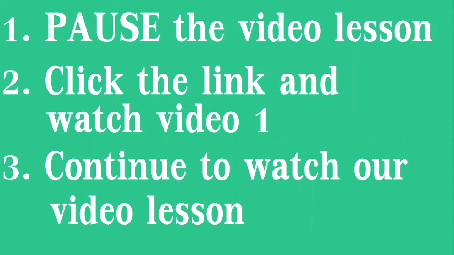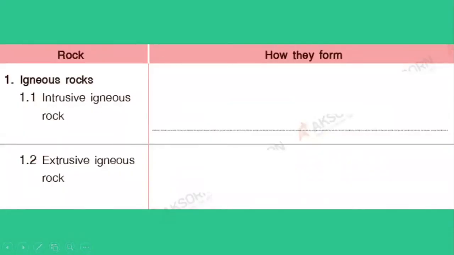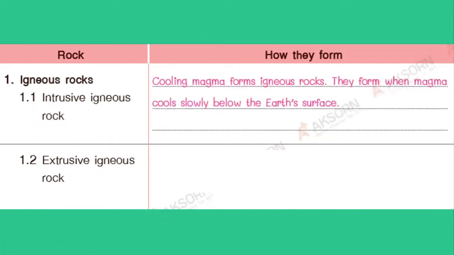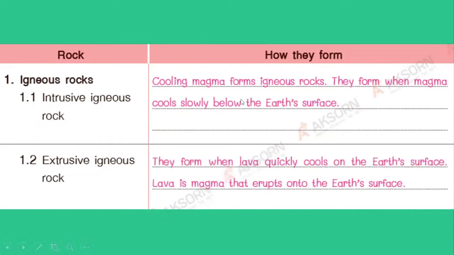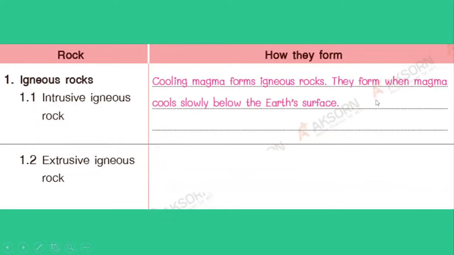Okay, I hope you enjoyed our video, and now you can say that igneous rocks are intrusive and extrusive, and we can say how they form. So for intrusive igneous rocks, cooling magma forms igneous rocks. They form when magma cools slowly below the Earth's surface. All right. So repeat after me. Cooling magma forms igneous rocks.